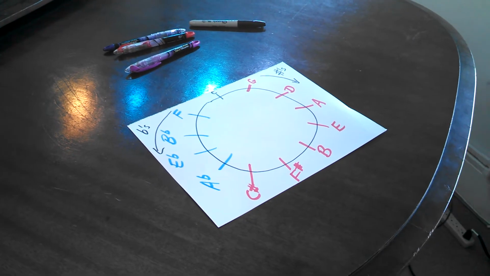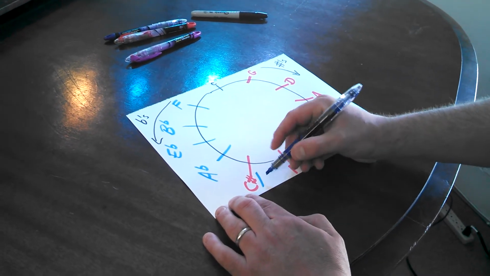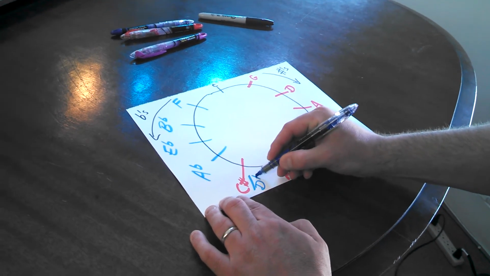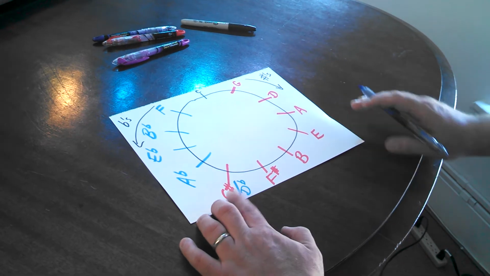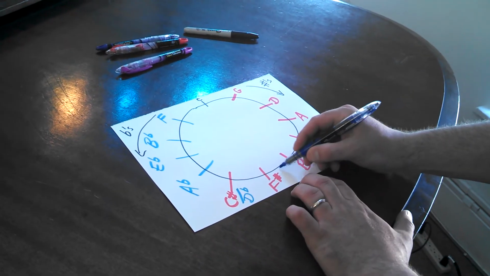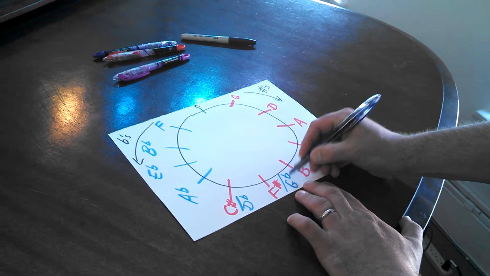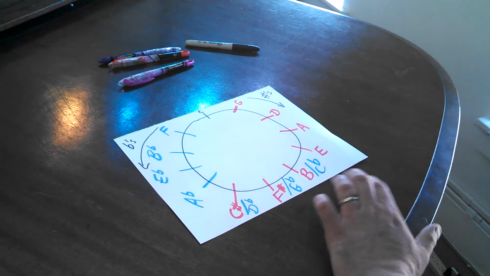Now we get into an interesting situation at the bottom of the circle where we have keys that are called enharmonics. This is a fancy word in music that just means notes that sound the same but look different. So C sharp and D flat are basically doppelgangers for each other. If we go over here, G flat, 6 flats, and then C flat, 7 flats.